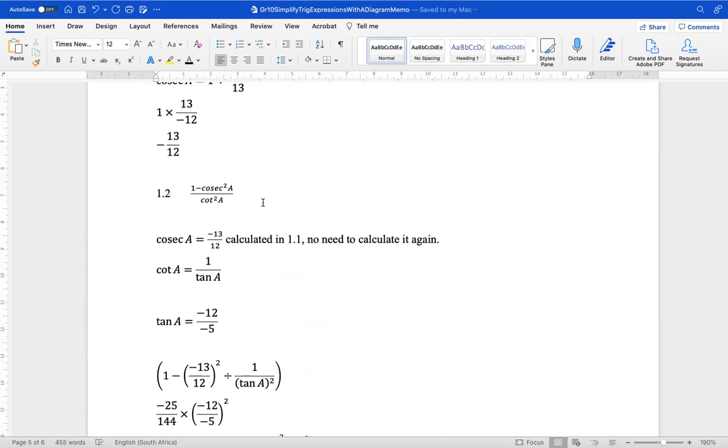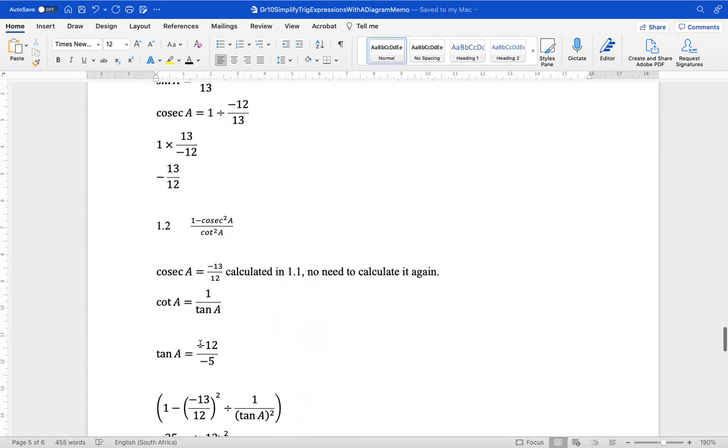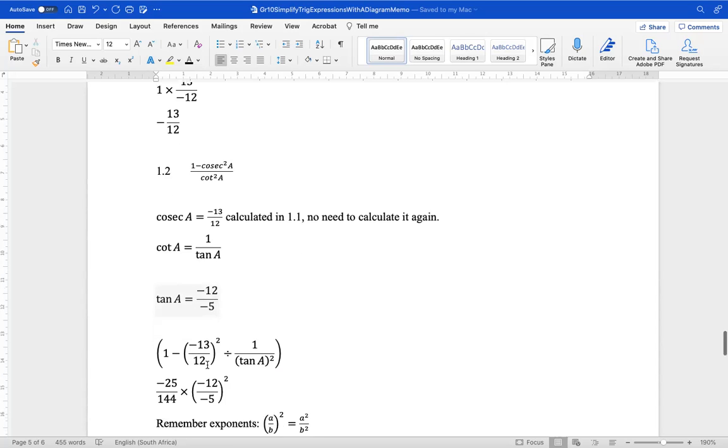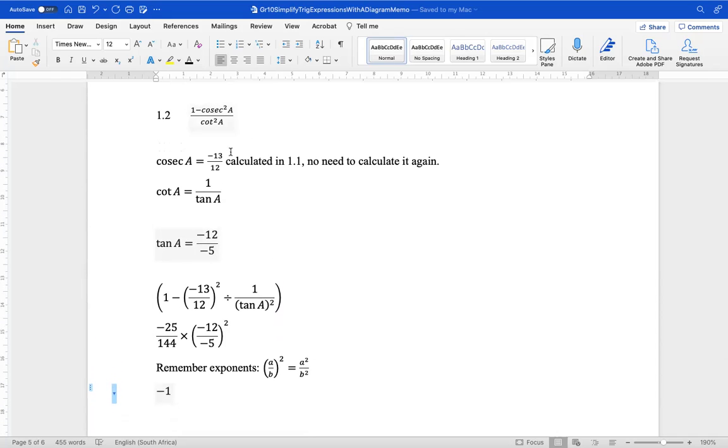Okay, so now for 1.2, we need to find what this fraction is. Do not reinvent the wheel. You've already calculated what cosec A is. All you have to do now is square it. Divided by, this means divide, cot squared A. So you just need to find out what tan is, right? Cot is the reciprocal of tan. Tan is opposite over adjacent, which happens to be a positive number because a negative divided by a negative is a positive. And then please go back to the question, answer the question.